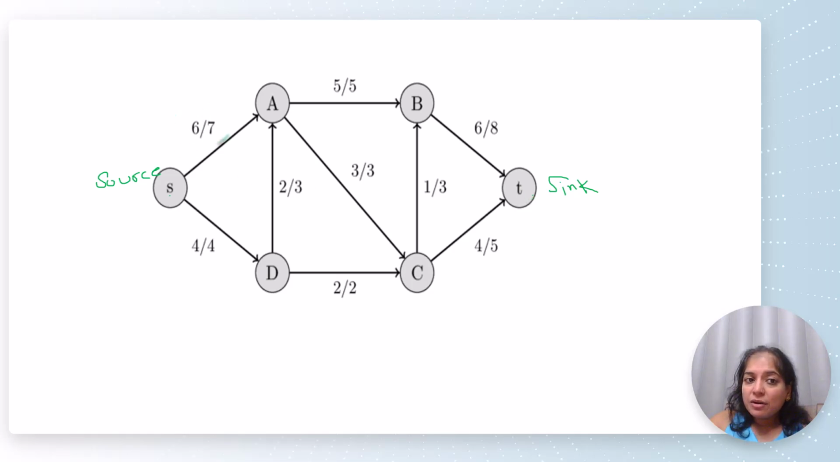Here we have two numbers on each of the edges. The first number shows the current flow, whereas the second number shows the capacity. Like from S to A, the capacity of flow is 7, but 6 is currently used. So the first number can never be greater than the capacity, the second number. It may be equal, like this one. The capacity from A to B is 5 and we are using 5 units.